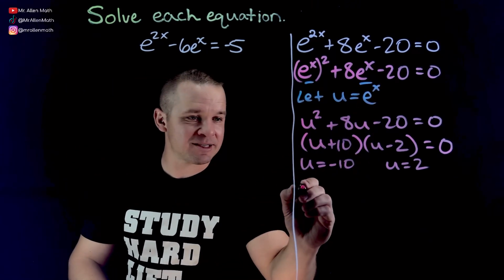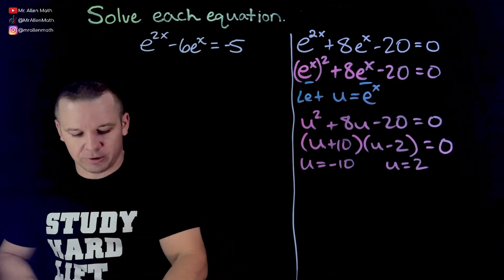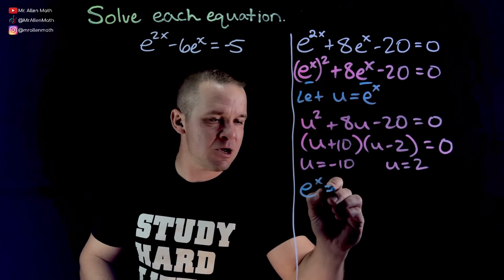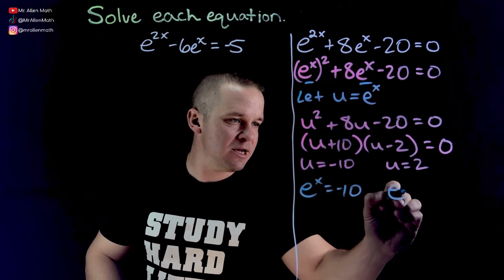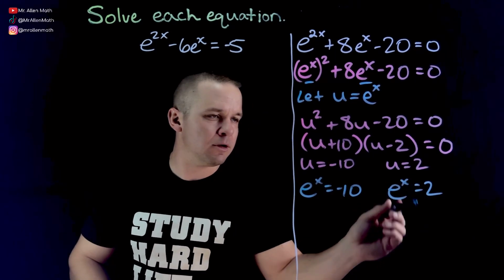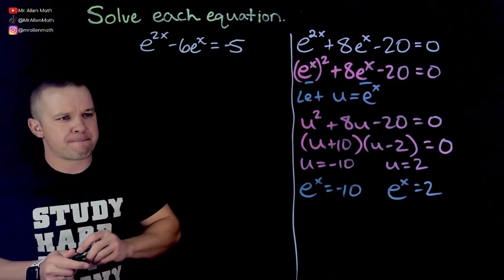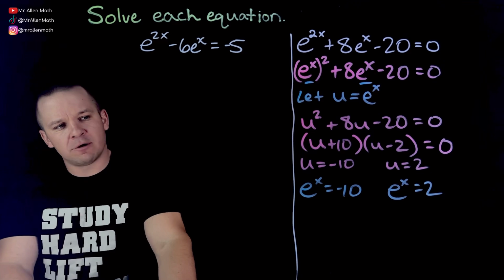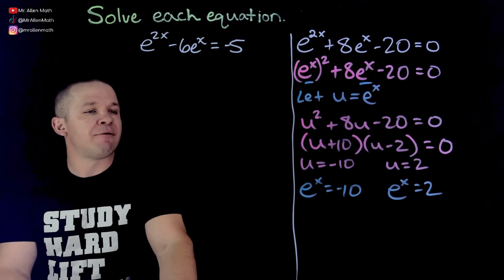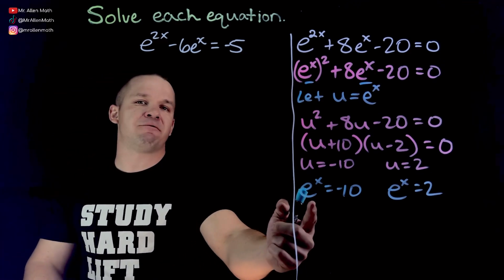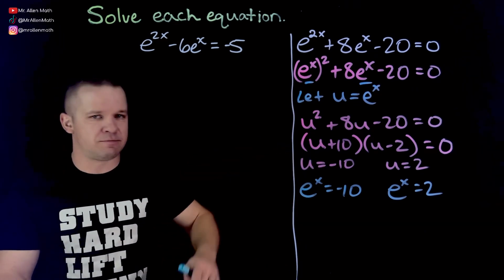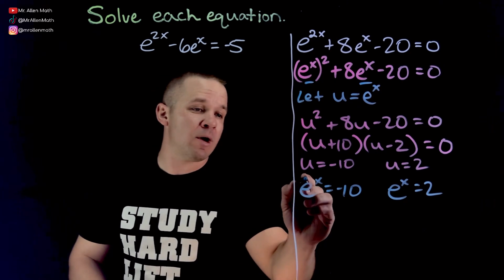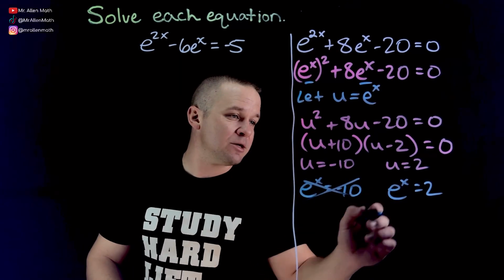Bring back the e to the x now. I'm going to do that in blue so we connect these two things. We're going to have e to the x equals negative 10, and e to the x equals positive 2. Now, question for you. Is there any x value, any exponent, that would ever give me a negative output from a positive base? Remember, e is 2.7 stuff forever and ever. No, there's nothing that's going to do that. So there's no way to solve this one, but for e to the x equals 2, there is a way to do that.